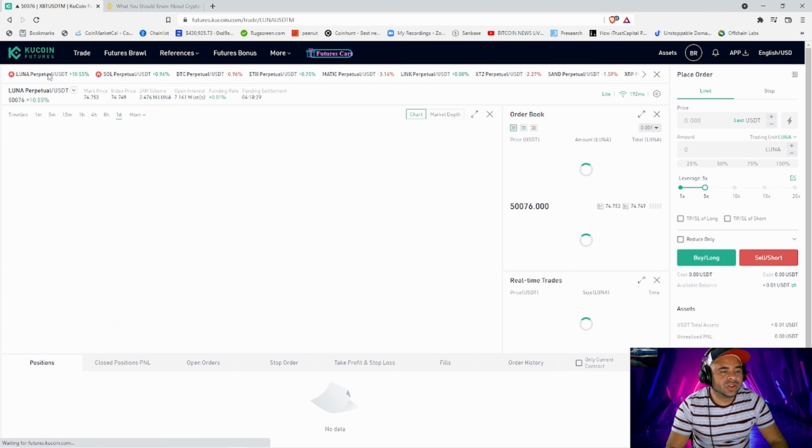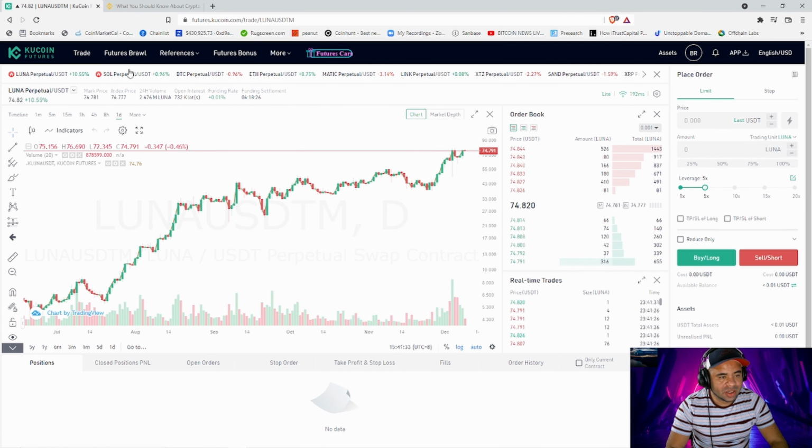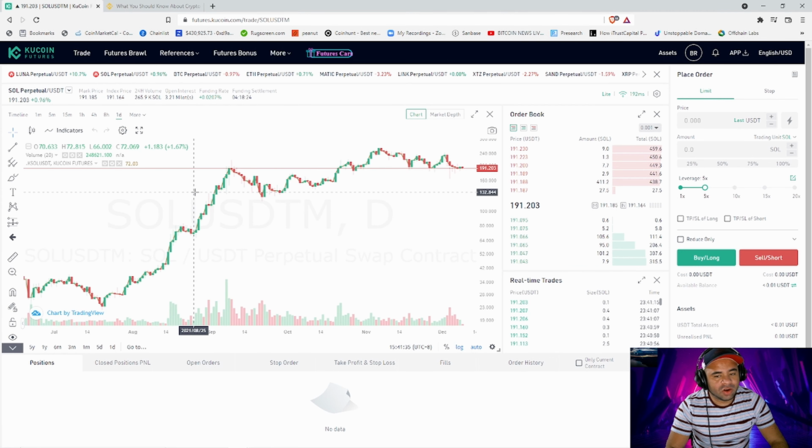Can I trade other pairs? Sure. I can trade Luna, for instance. I could trade Sol, for instance. These are all available pairs to trade. Volatility is definitely there for lower cap coins versus higher cap coins.